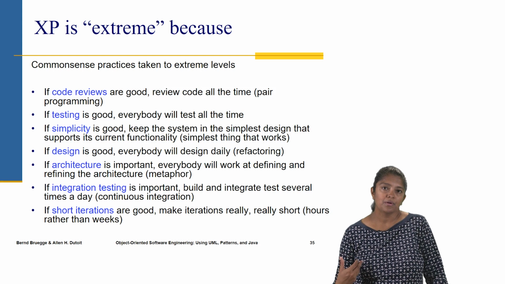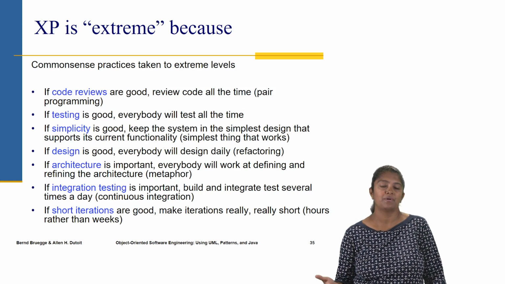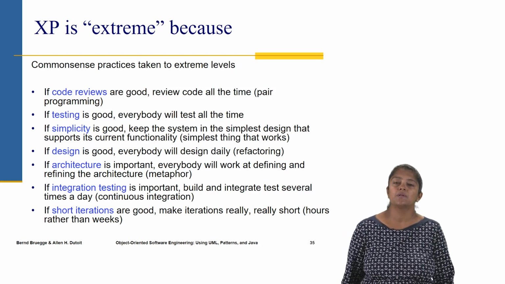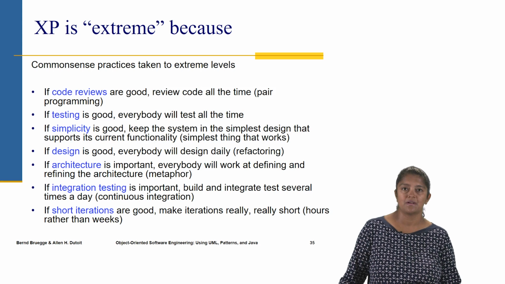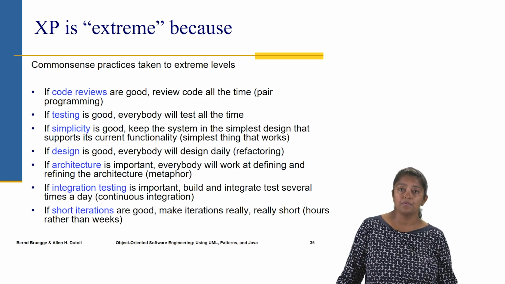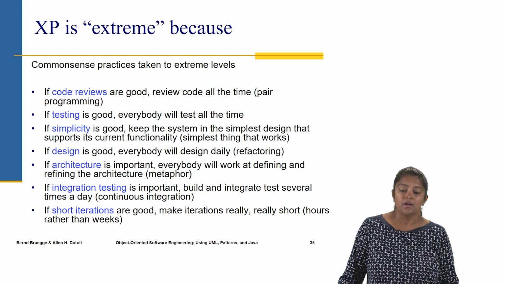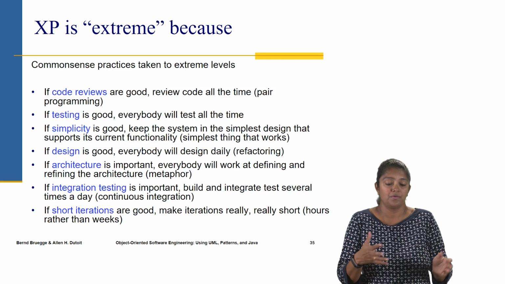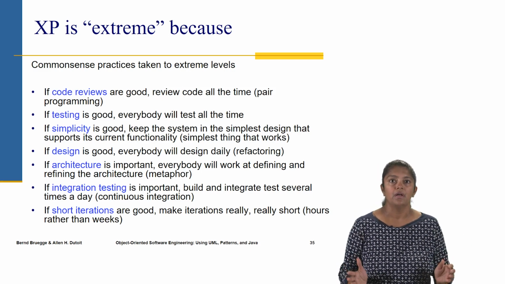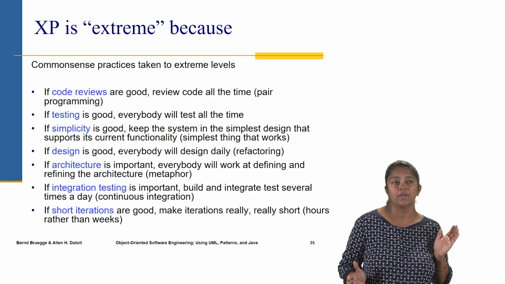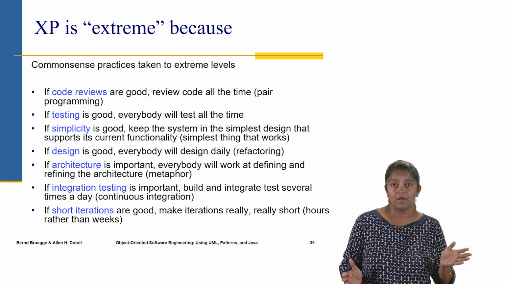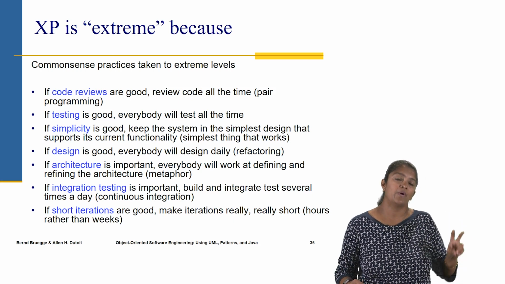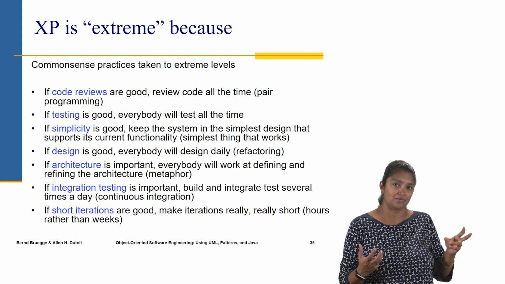Now, extreme programming is called extreme because there are some common sense practices that are taken to extreme levels, and it depends on the organization which of these practices are important for them. Code reviews is one of them. There's a number of them. So if the organization believes in code reviews, then reviewing code is done all the time. It could be to the extreme that developers are doing pair programming, which is where two programmers are sitting together at one terminal and coding together.